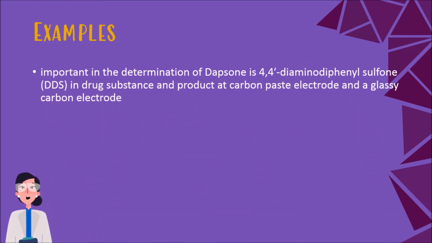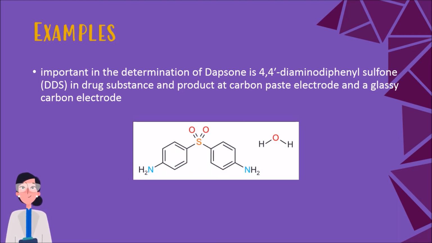Moreover, it is important in the determination of DAP zone, also known as 4,4'-diaminodiphenylsulfone, or DDS, in drug substance and product at carbon-based electrode and a glassy carbon electrode. Difference in current is being measured in this and clearly exhibits differential pulse voltammetry.